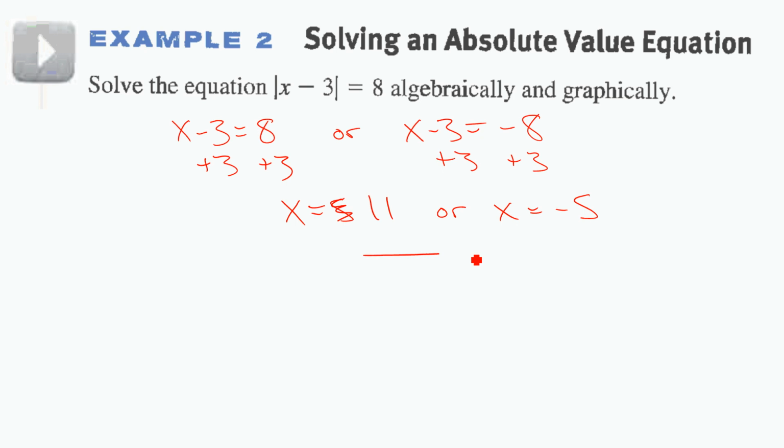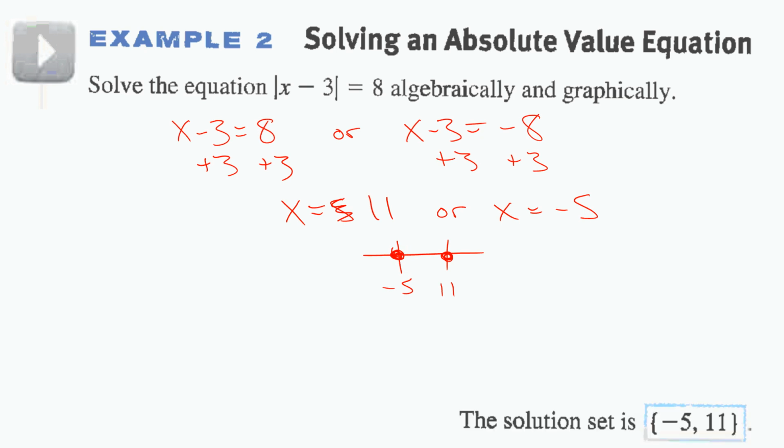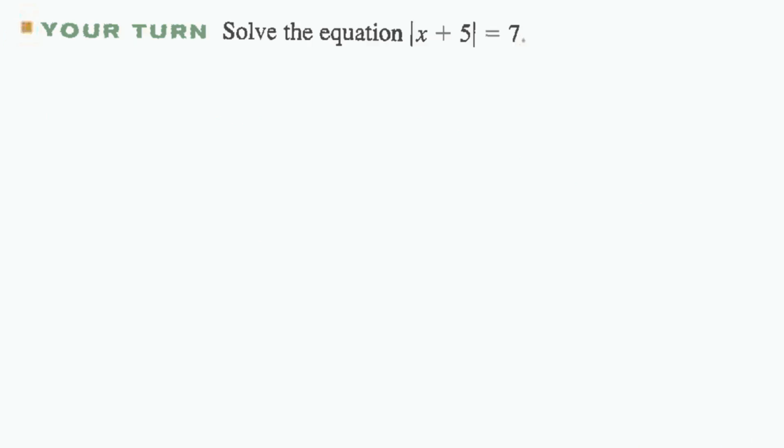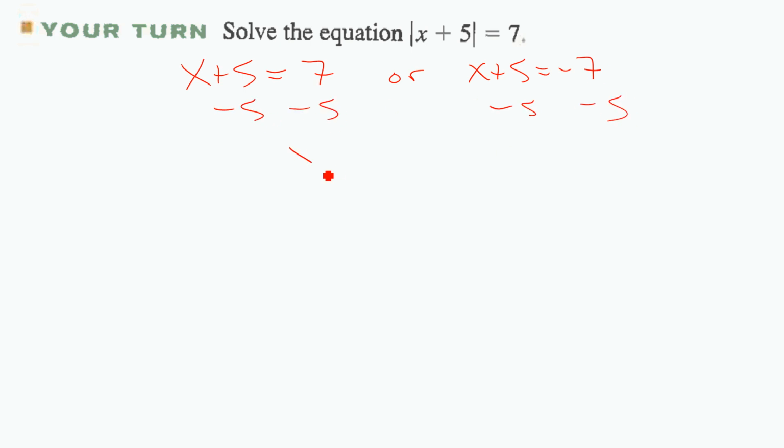Now graphically, if we wanted to, we could put these on a number line. We're not going to do that really ever other than to give you this example here. The solution we're looking for, x equals 11 or x equals negative 5. All right, your turn. Give it a shot. Hopefully, we wrote x plus 5 equals 7 or x plus 5 equals negative 7. Subtract 5 everywhere. x equals 2 or x equals negative 12.